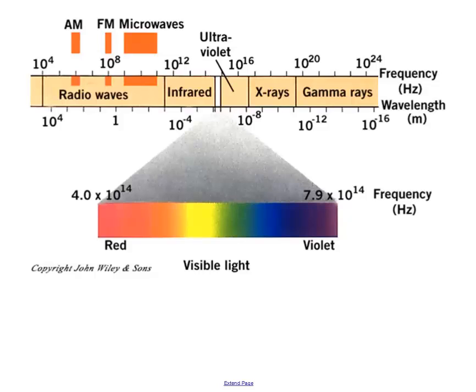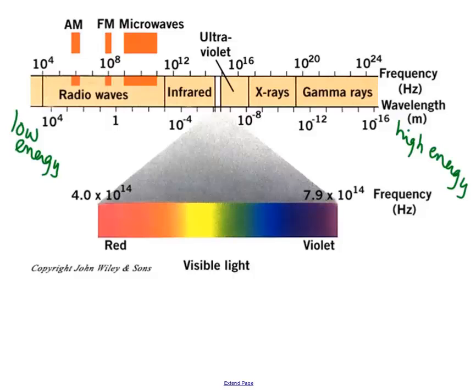Okay, here is a picture of the electromagnetic spectrum. As we look at this diagram, on the left-hand side, we have very long wavelengths, 10 to the 4th meters. We have very low frequency. We also have low energy on the left. On the right-hand side, we have very high frequency. We have very short wavelength. We also have high energy.